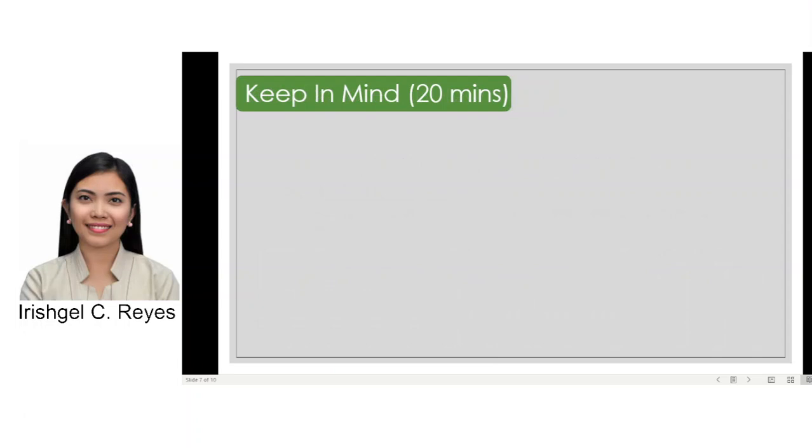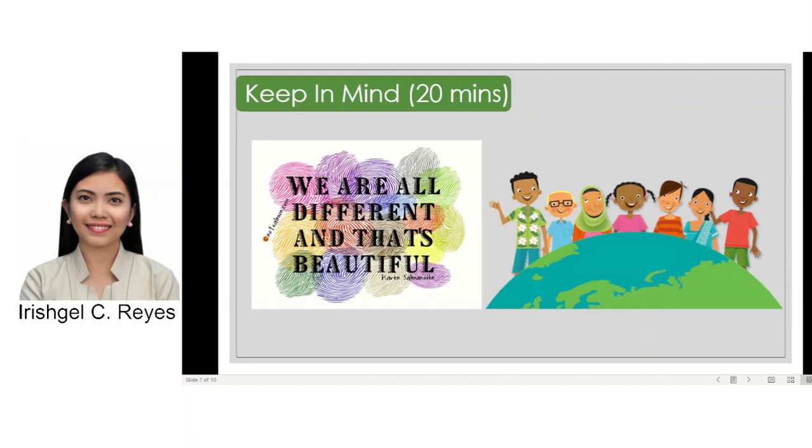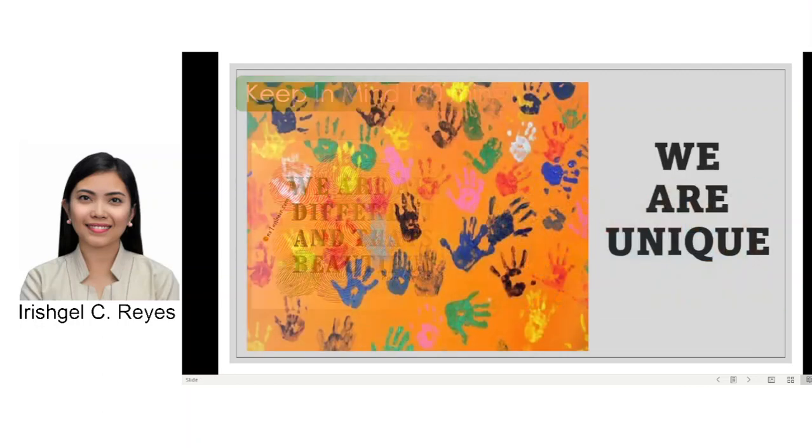Now, let's move to the discussion part. So the first picture there says, we are all different and that's beautiful. So what do we mean by that? Imagine if we are all the same in this world. How are we going to determine or distinguish that this person is different from one another? Okay? As we all know, we are all unique. Your classmate is different from you. Your teacher A is different from teacher B.